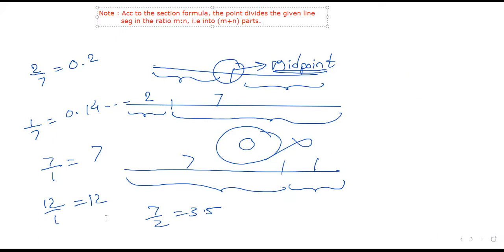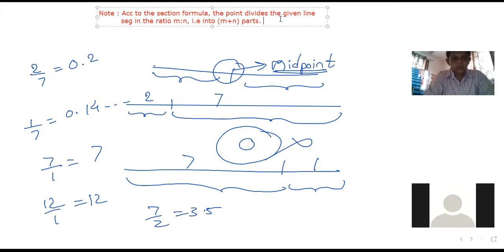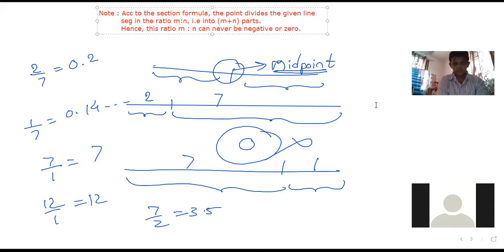So when we say that the point is dividing a particular line in the ratio m as to n, it means it is dividing it into m plus n parts. Yes or no? Hence, this ratio m as to n can never be negative or 0.